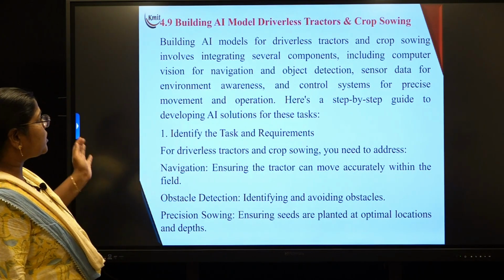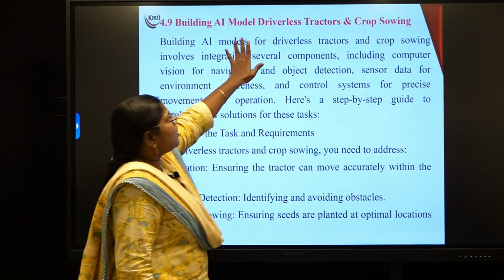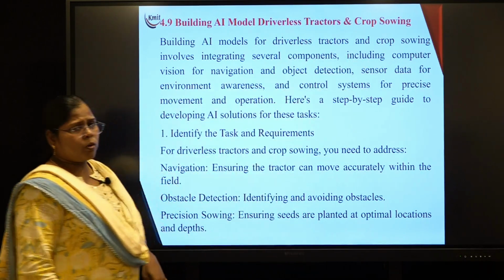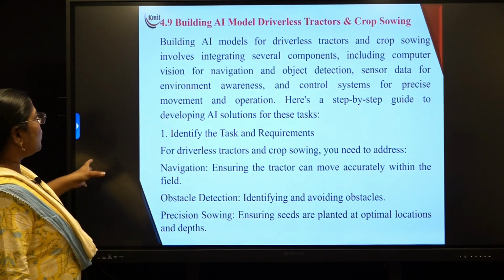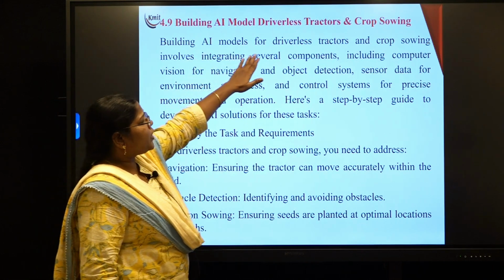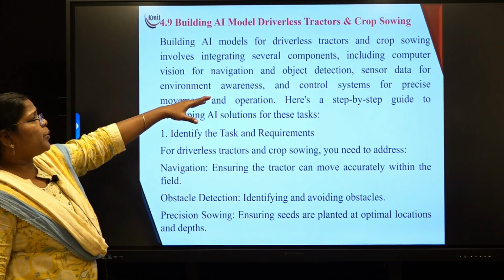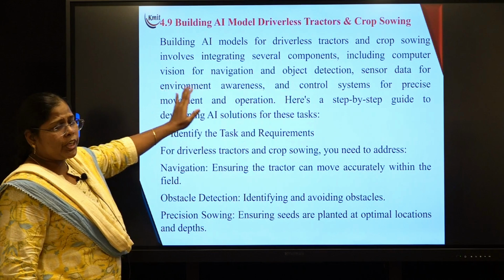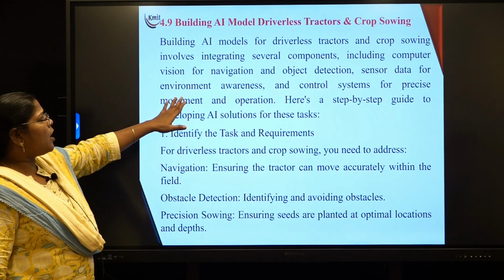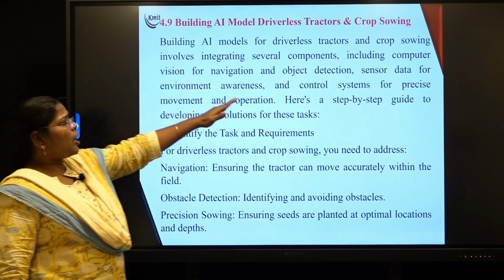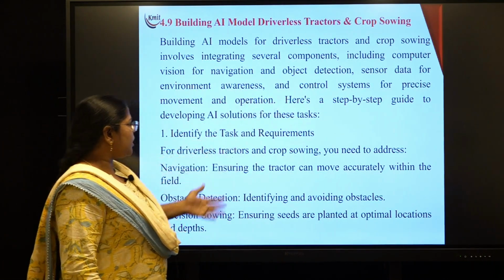Next, coming to building the AI model for driverless tractors and crop sowing. We will merge both the driverless tractor and crop sowing. We can build a small automatic rover. Building an AI model for a driverless tractor and crop sowing involves integrating different components, including computer vision for navigation and object detection, sensor data for environmental awareness, and control systems for precise movement and operation. We can see it step by step.